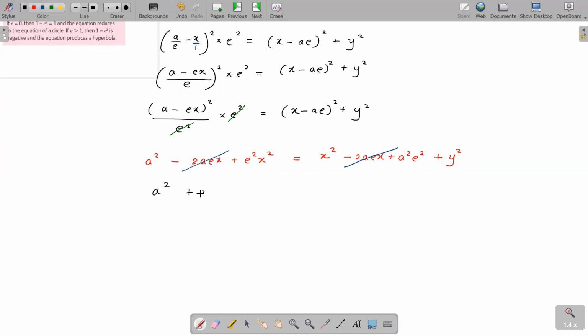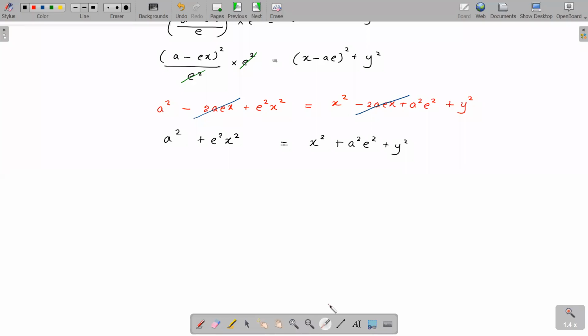Okay, then what else can we do? A square plus E square X square. So we need to bring the terms to one side. Bring them together. Right, so we need to get the equation x square over a square plus y square over b square equals 1, right? That's what we need to do. Basically, I have to rearrange this equation to get something like that, isn't it? Okay, so now it's just a matter of rearranging this equation.